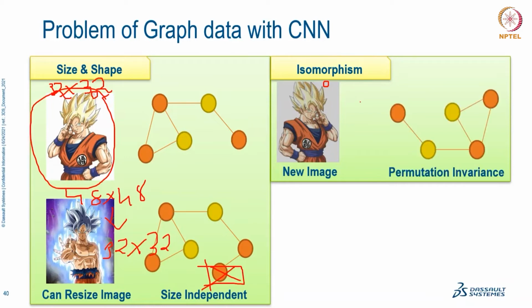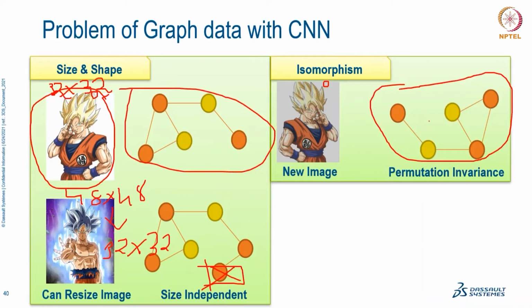But it is not true for graphs. Graphs are basically permutation invariant. For example, if the same graph is flipped, it is still the same graph. If you look at the node connections and node connectivity, the structure of the nodes is ideally the same. Even if you flip the graph vertically, horizontally, or rotate it somehow, it is still the same molecule, or the same graph. So this is another difference: graphs are permutation invariant.